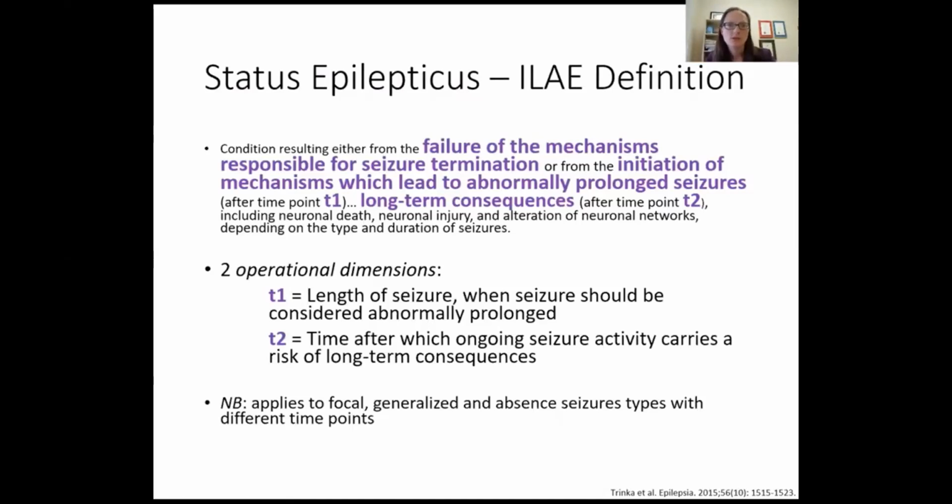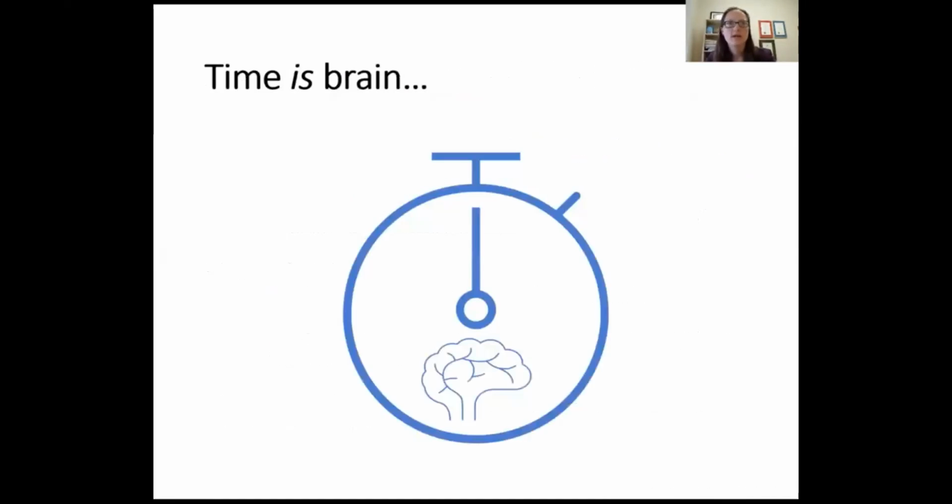This definition applies to all types of seizures, but for the purposes of today's talk, we'll be talking about convulsive status epilepticus. The important aspect of this definition is the fact that it is time-based, because we all know time is brain, and the faster we treat seizures, the better outcomes we have.